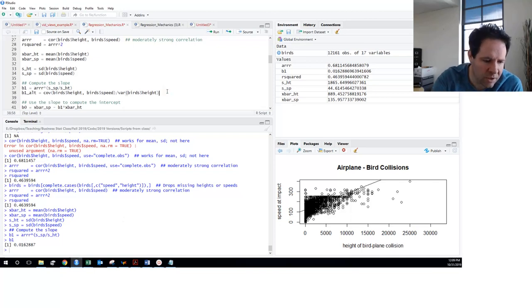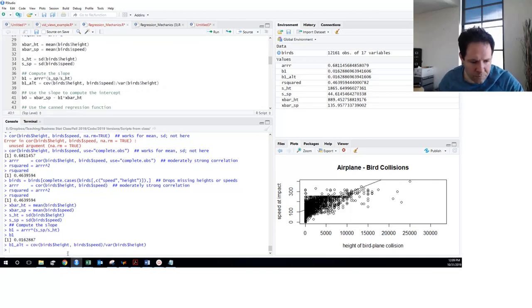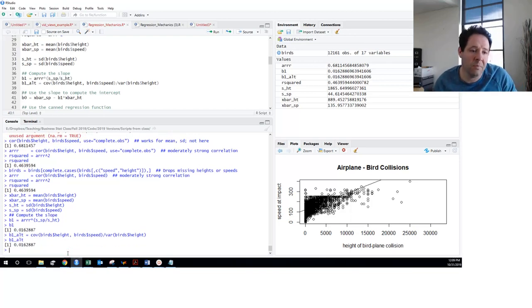Well, here's an alternative way to compute the same thing. More just showing, look, if you compute the covariance and divide by the variance, you get the same thing as if you compute the correlation and multiply by the ratio of standard deviations. Those are equations for the same thing. It just depends on the information that you have that's different.